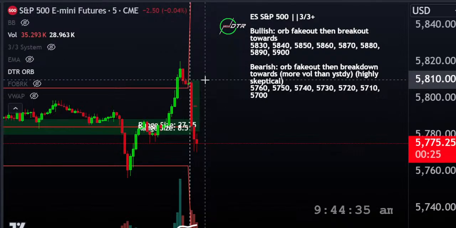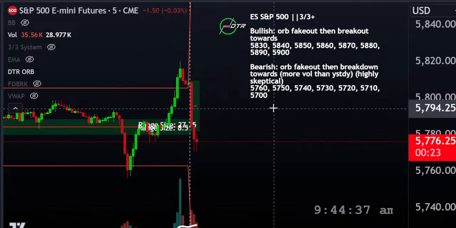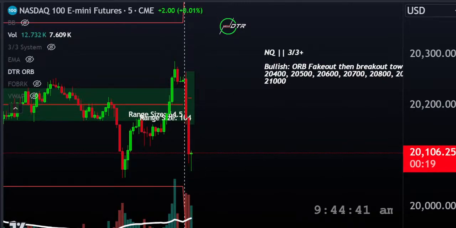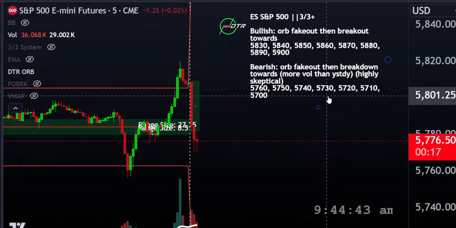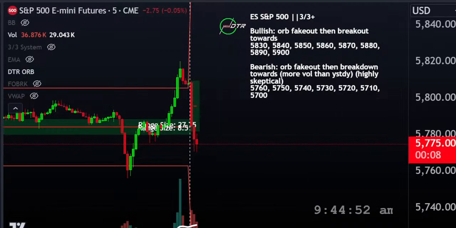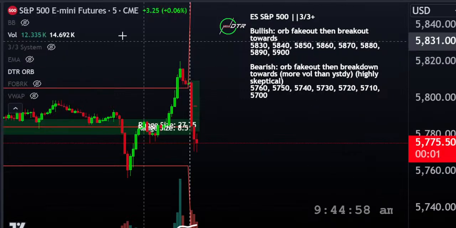And a reversal scenario would be targeting a move towards 810, right? Or on NQ, right, towards like 265. So let's see. And again, we got some data dropping here in about 10 seconds. So no reason to jump into this yet.